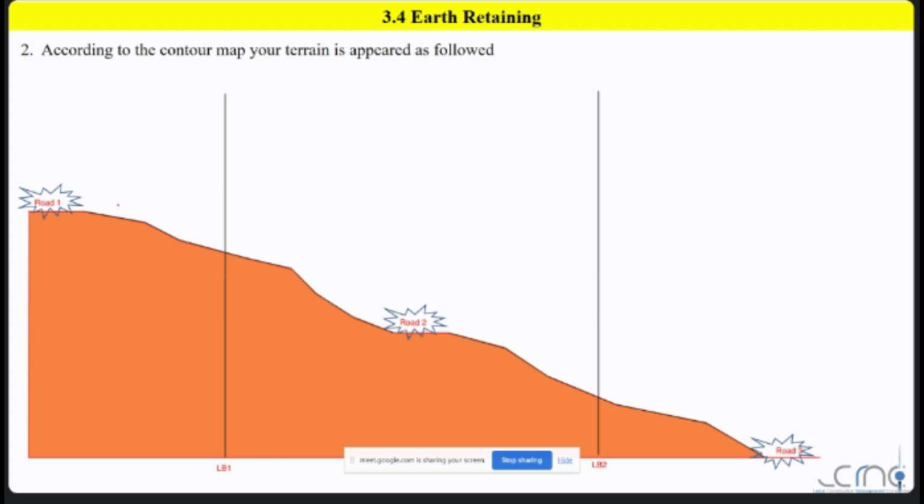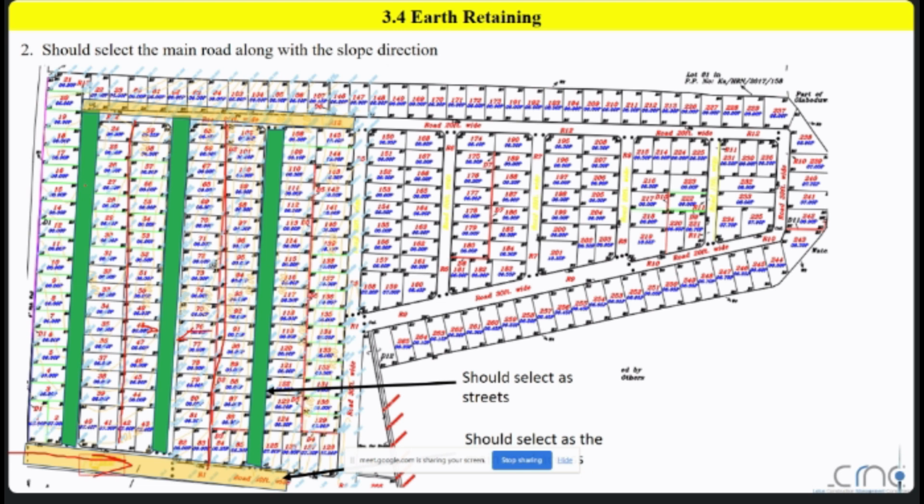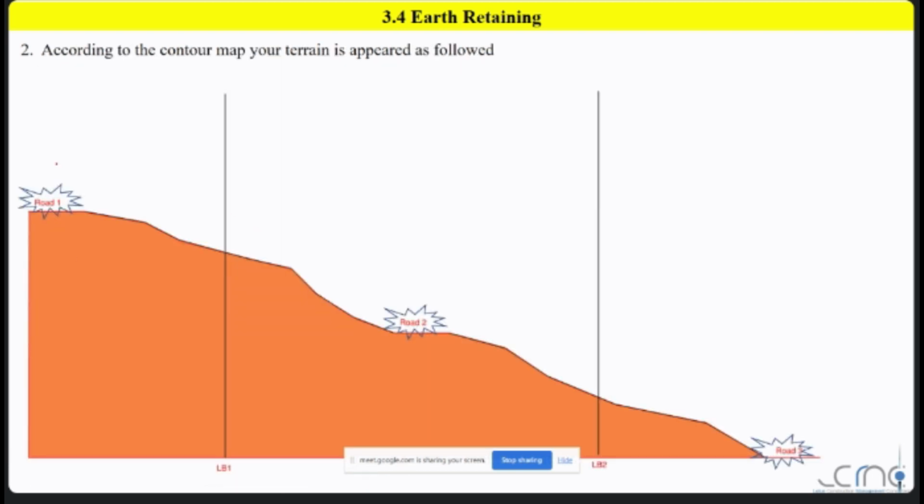ටෙරේන් එකට. හරි. දැන් බලන්න රෝඩ් 1. රෝඩ් 1 කියන්නේ මොකද්ද? මෙන්න මේ ග්‍රීන් කලර් පළවෙනි එක. 1 2 3. This is road 1. Now this is road 1. Now this is road 2. Now this is road 3. Actually, you are selecting these roads considering this terrain.